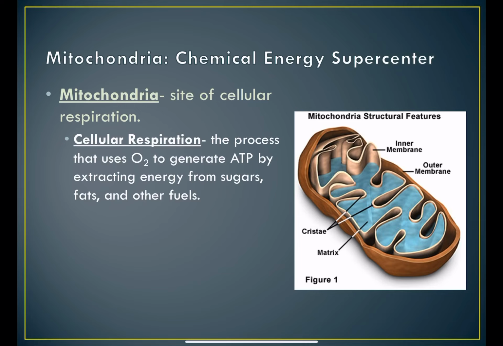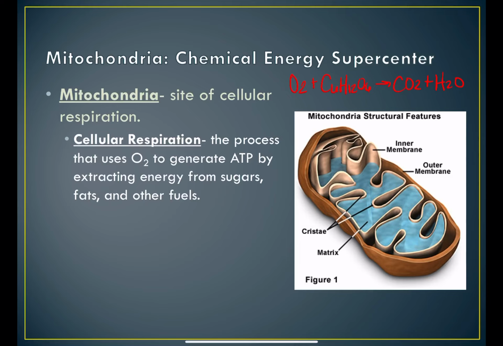This is an image of a mitochondria. Mitochondria is where cellular respiration happens. So cellular respiration, I'll just go ahead and write the formula down here, in case you don't know. So oxygen plus glucose yields carbon dioxide and water. That is the formula for cellular respiration, and that happens in the mitochondria.